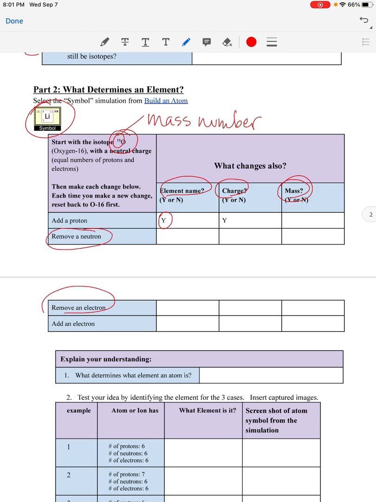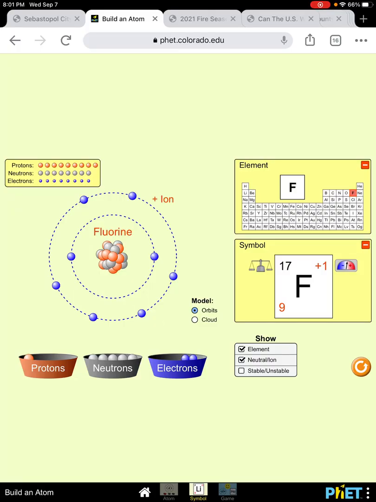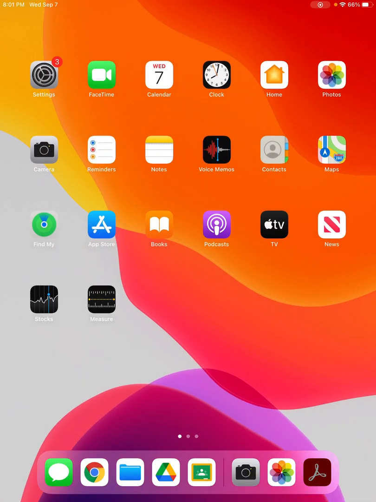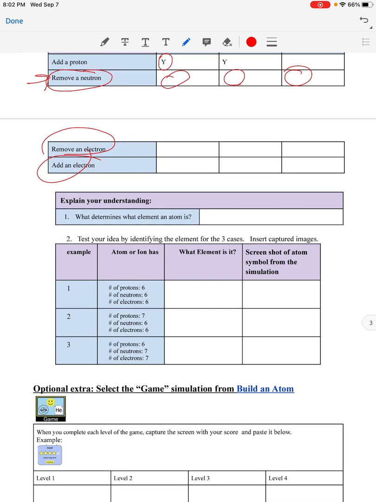For each one of these things where we remove a neutron, remove an electron, we have to reset back to O16, a neutral O16. So we're going to go back for that next time. We got to take an electron out, and now I've reset to oxygen 16. Then I can do the instructions, which were, for this next one, remove a neutron, and then answer these questions. Did the element name change? Did the charge change? Okay, then you have a question to answer. Then you have one more activity to do here.